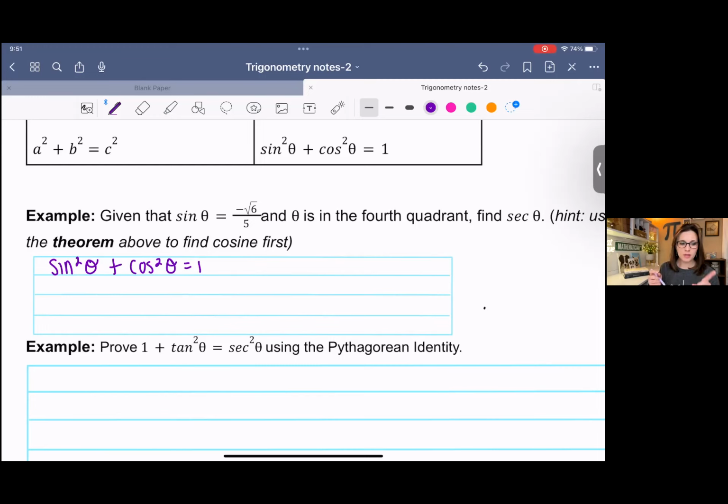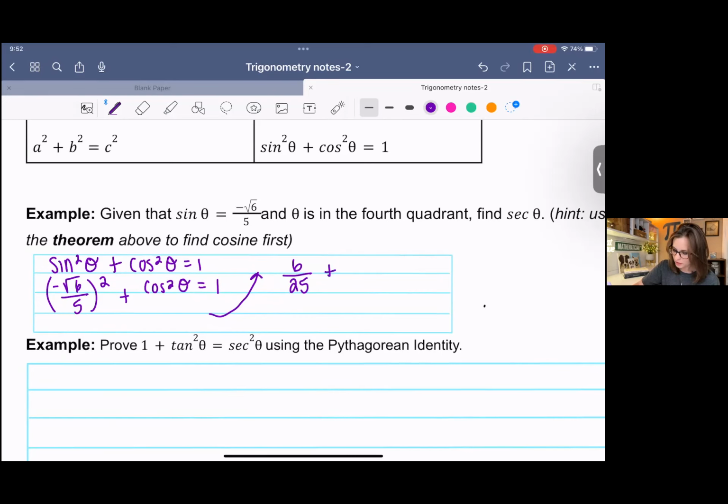And then once you get used to writing it out over and over and over again, now it's in your mind. All right, I know that sine theta is negative square root 6/5, but I'm squaring it. I don't know cosine squared theta, and then 1. So now I have a simple algebra problem, and I can just solve for cosine. If I square negative root 6/5, I'm going to have to continue up here. Sorry, guys, I should have given myself more room. Negative square root 6 squared is positive 6, and then 5 squared is 25, plus cosine squared theta equals 1.